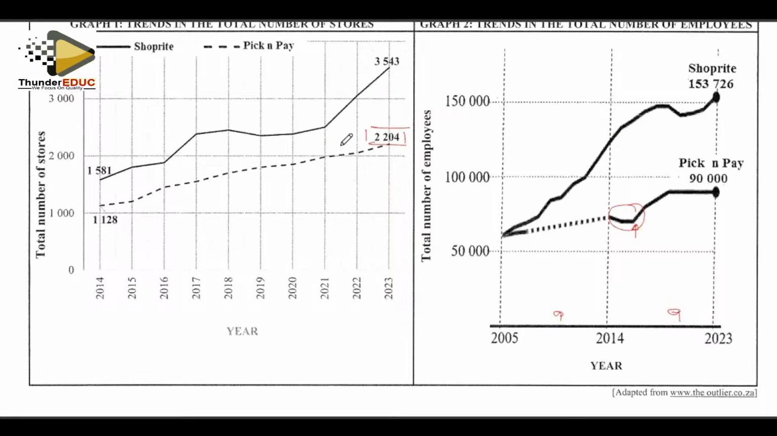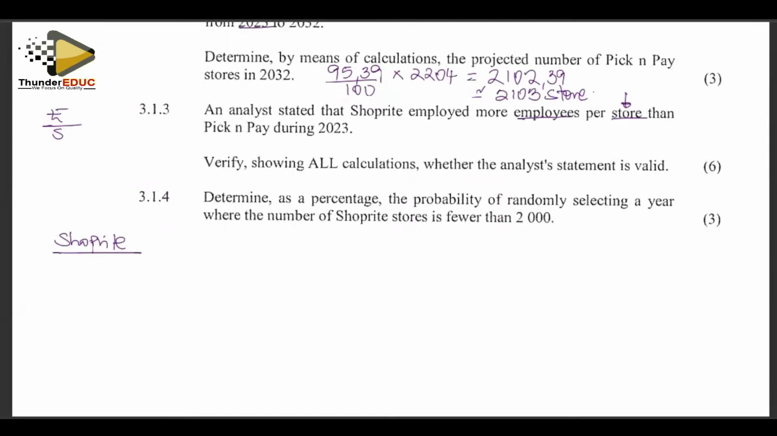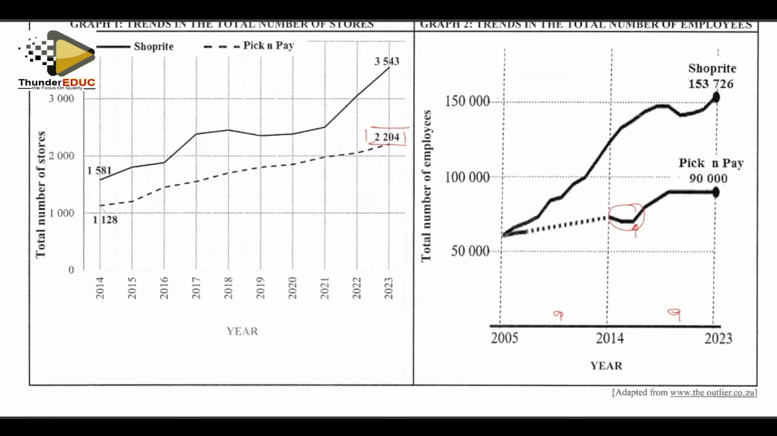We shall come here. We say number of employees, which is 153,727. So we shall say ShopRite. We had to take that divided by the number of stores in that year. The number of stores of ShopRite, look at them. That's ShopRite, the solid line.